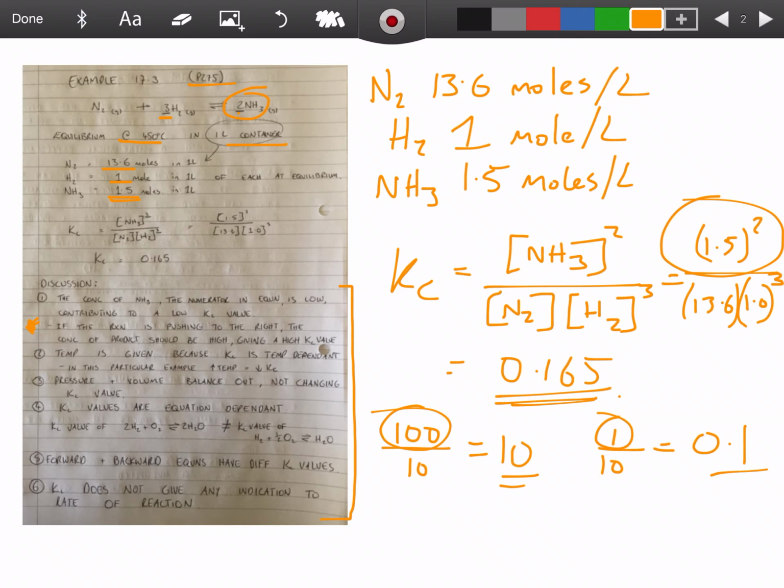The pressure and the volume balance out, okay? So it doesn't change the equilibrium constant value. You know that if I increase the pressure, I decrease the volume, and vice versa. If I increase the volume, I'm decreasing the pressure. So those things balance out evenly. And remember, we're keeping the temperature constant.